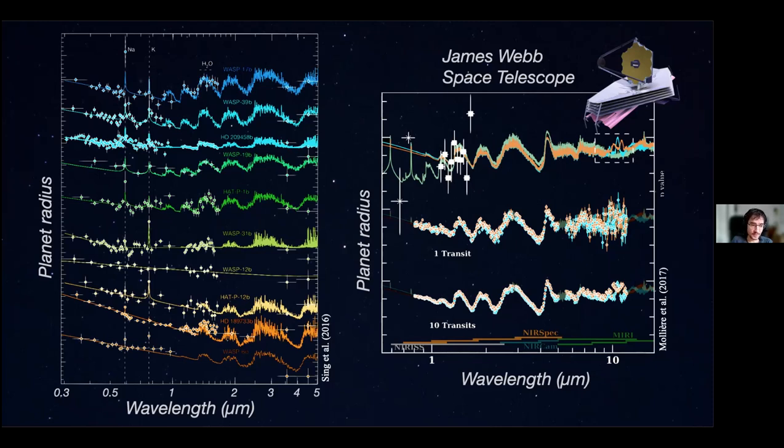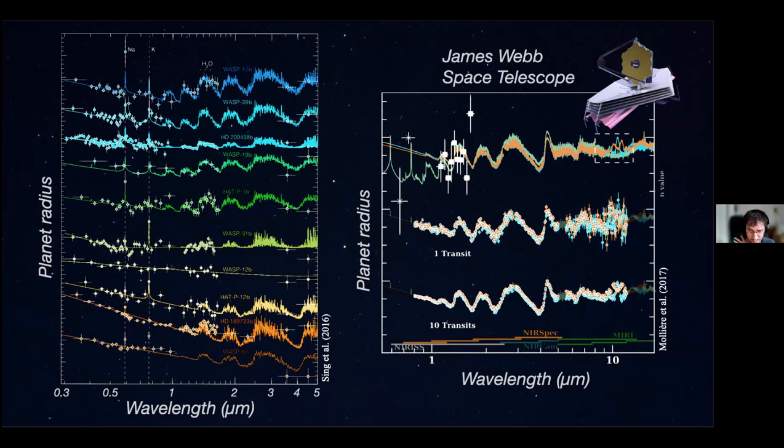And that's solving one part of the problem. But what's also the case, you see in the background here, these are models. The green one is a cloud-free model, where we clearly see molecular features in the near-infrared. But if you include clouds, actually, we lose a lot of these features as they become weaker.